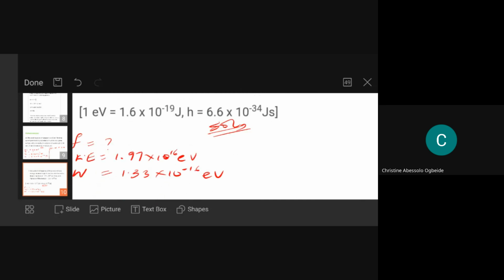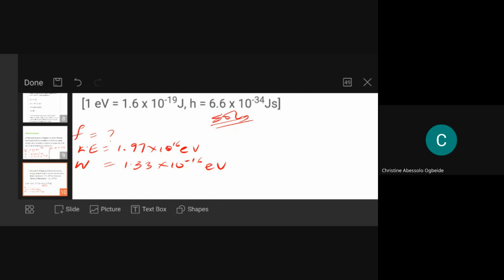And clearly, you already know how to make conversions. I told you, anytime you have values given in electron volts, you can convert them to joules. Since we are looking for frequency, the unit of frequency is hertz, which means everything here has to be in standard units. So we should ensure we work with standard units so we can find the frequency.